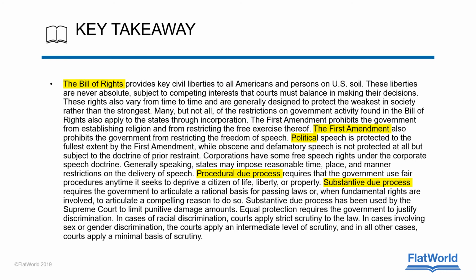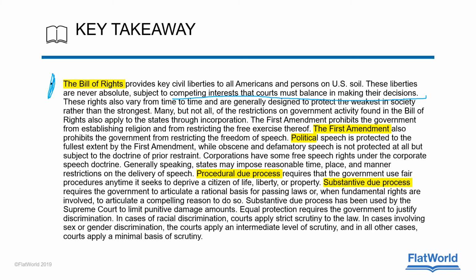And then the final part of the chapter, some takeaways, are the Bill of Rights. The Bill of Rights provides certain key civil liberties to all Americans and persons on U.S. soil. These liberties are never absolute, and they're subject to competing interests that courts must balance in making their decisions. So this is something that will be relevant for business.